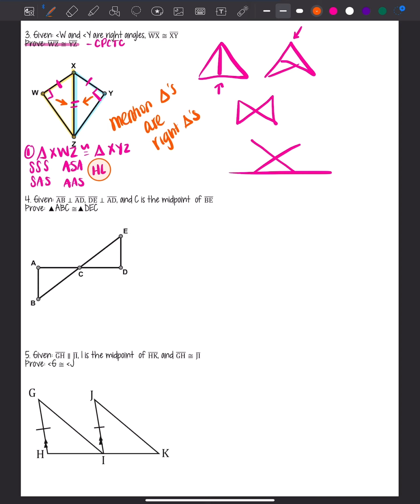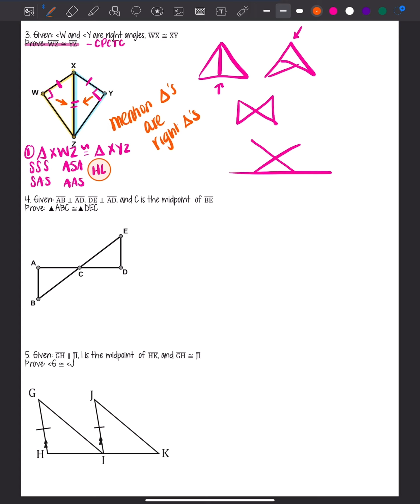My statement is going to say triangle XWZ and triangle XYZ are right triangles. And the reason that I'm able to make that statement is because any triangle that contains a right angle is a right triangle. Then I can use HL. So after I say that, I use HL and I can end off my proof saying that WZ is congruent to YZ because of CPCTC. And check out the proof for the actual language of the proof.